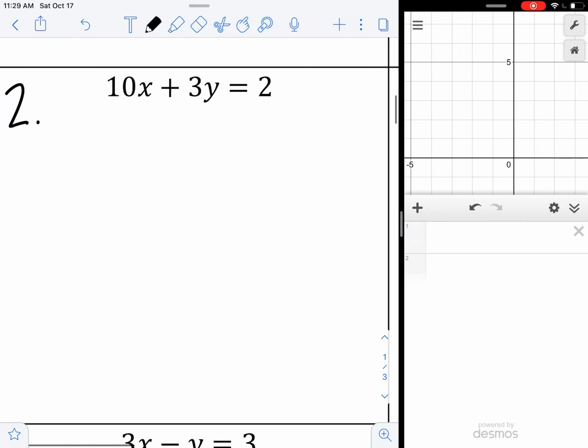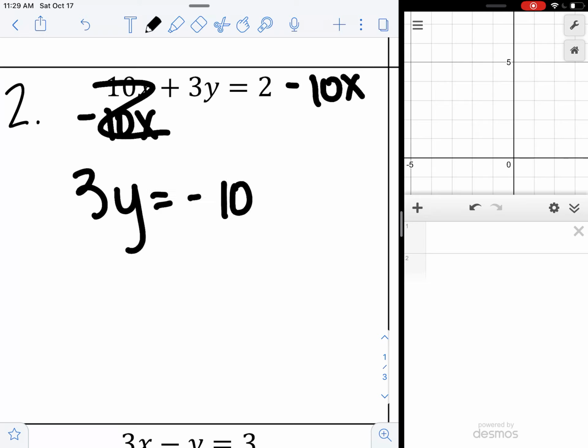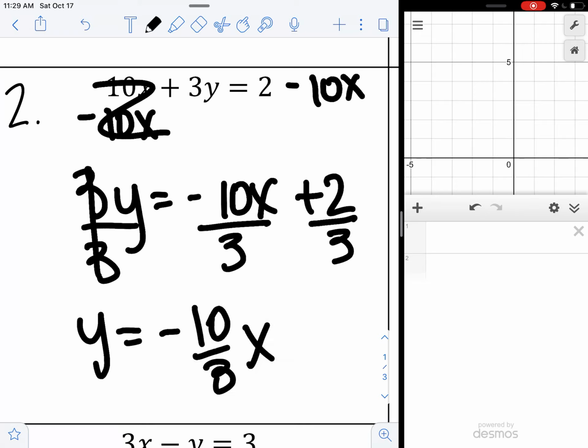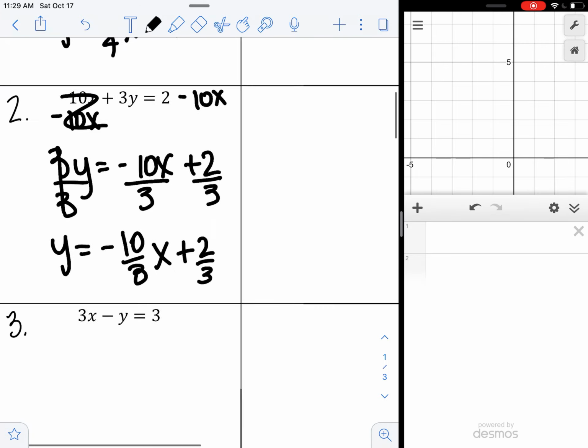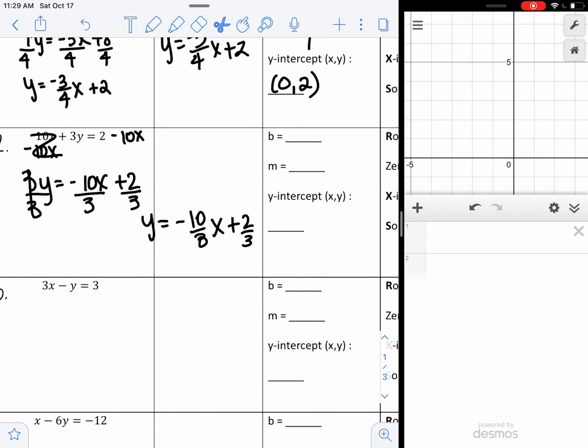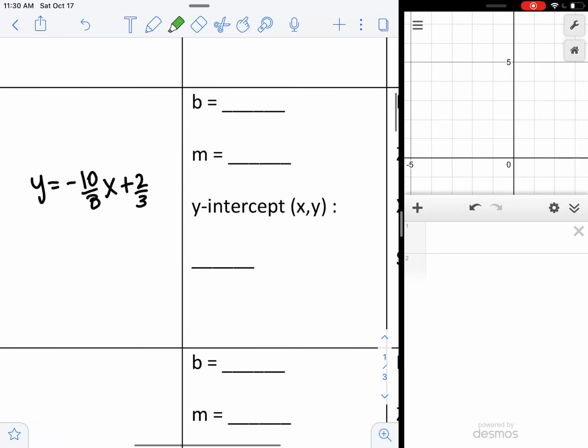Let's do one more together. Subtracting 10x from this side, so we end up with a 0 pair. 3y equals -10x plus 2. Divide by 3 on both sides. That becomes a 1, so you're left with y equals -10/3 x, because you can't simplify that, plus 2/3. Eek, that looks yucky. If you want to, you can take this guy and move him over here. I'm going to make him smaller, sorry. But I definitely want to make sure that you show your work for this guy right here, as well as putting it right there. So make sure you do that for each one of your problems.